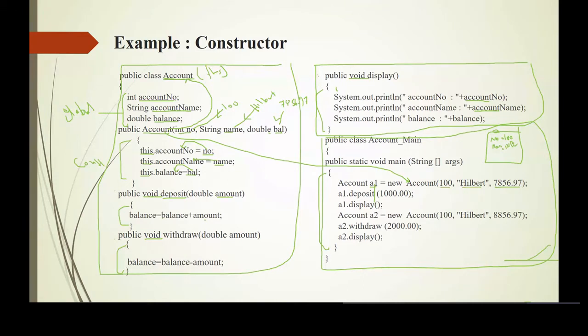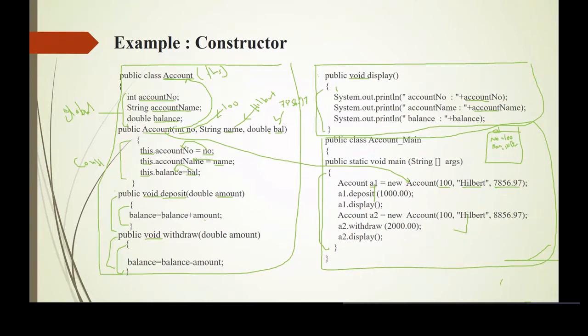These are the variables sent. Now this is in A1. We created A1. Now you can use A1 to deposit, A1 to display, these functions inside this class. You can use any function inside this class. We have three functions: deposit, withdraw, and display. Now this is how we use it.